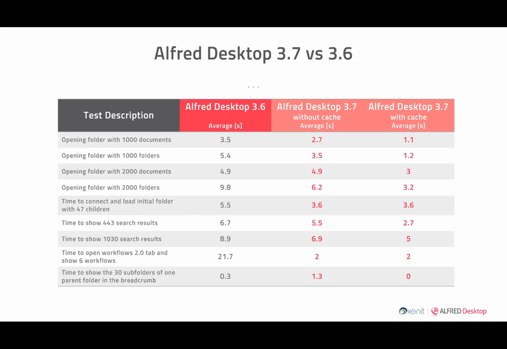If you go up, why do we have the 1030? Because that's the artificial limit on the number of search results that we retrieve from Alfresco, which, by the way, is also the default setting of Alfresco itself. We go down from 8.9 to 6.9 seconds.